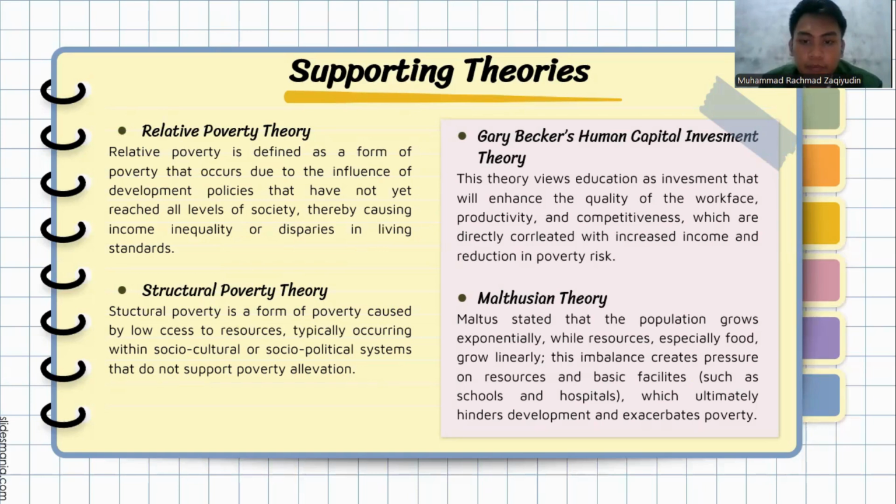And I have the Malthusian theory. Malthus states that population grows exponentially while food production grows linearly. This imbalance creates pressure on resources and basic facilities such as schools and hospitals, which ultimately hinders development and exacerbates poverty.